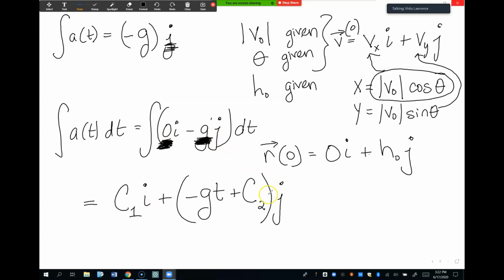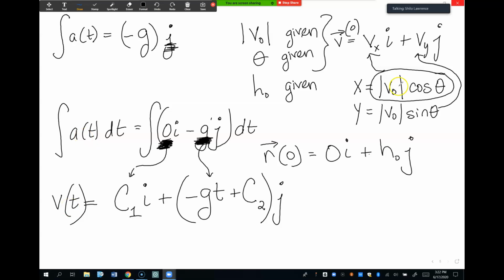It's still a vector. It still has the i's and the j's. This is my antiderivative for the x component. This is my antiderivative for the y component. And we said this is going to give us our velocity equation because the antiderivative of acceleration is velocity.